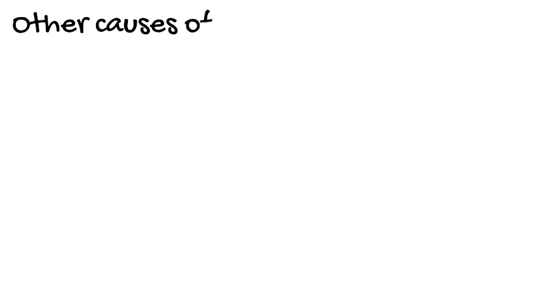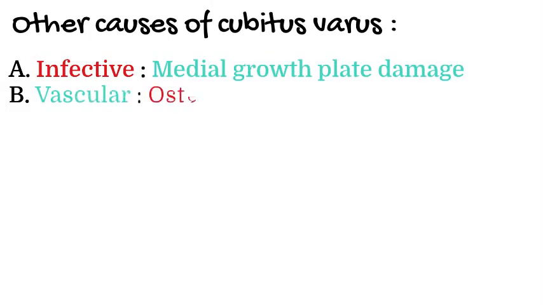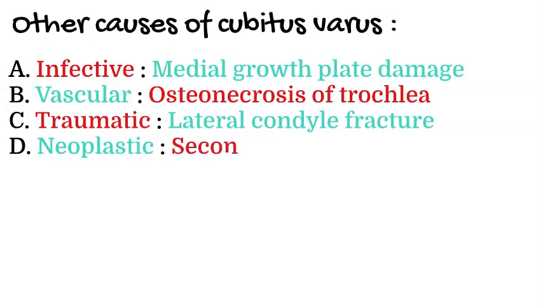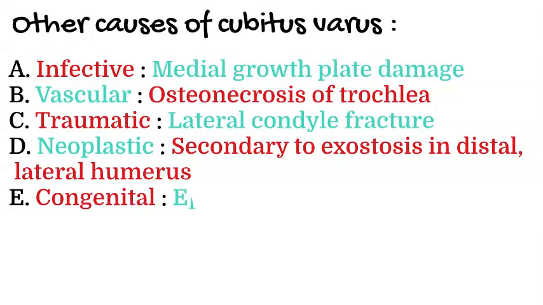Other causes of cubitus varus include: A. Infective cause, medial growth plate damage. B. Vascular cause, causing osteonecrosis of the trochlea. C. Traumatic cause, for example a lateral condyle fracture. D. Neoplastic, usually secondary to exostosis in the distal lateral humerus. E. Congenital cause, due to epiphyseal dysplasia.